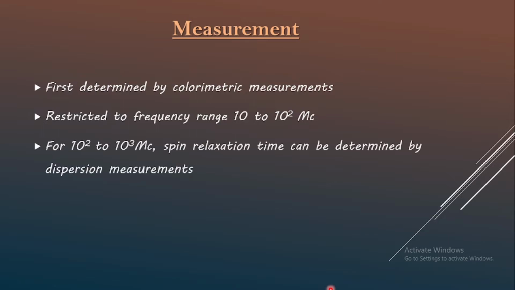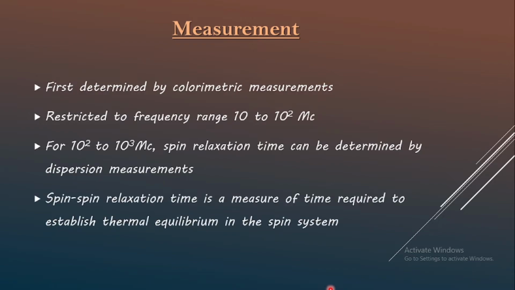But if the frequency range is different, that is for the frequency range of 10 raised to 2 to 10 raised to 3 megacycles, then spin relaxation time can be determined by dispersion measurements, that is, by measuring the absorption as a function of frequency. So these are the two ways used for measurements, and we know that the spin-spin relaxation time is a measure of the time required to establish thermal equilibrium in the spin system.